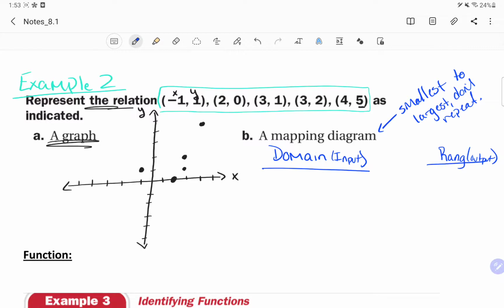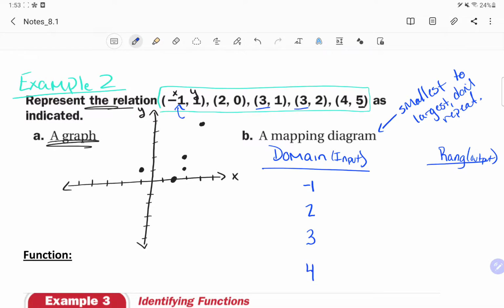So I'm going to look up here. I'm going to find my smallest domain value, so my smallest x value, which would be -1. And then I'm going to find my next smallest, which is 2. And then I find a 3. There are 2 3s, but we don't repeat, so we only write it once. And then 4 is our last one.